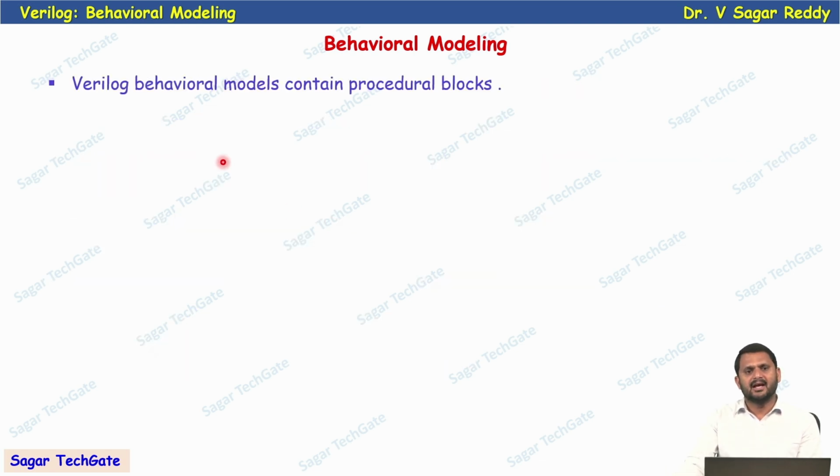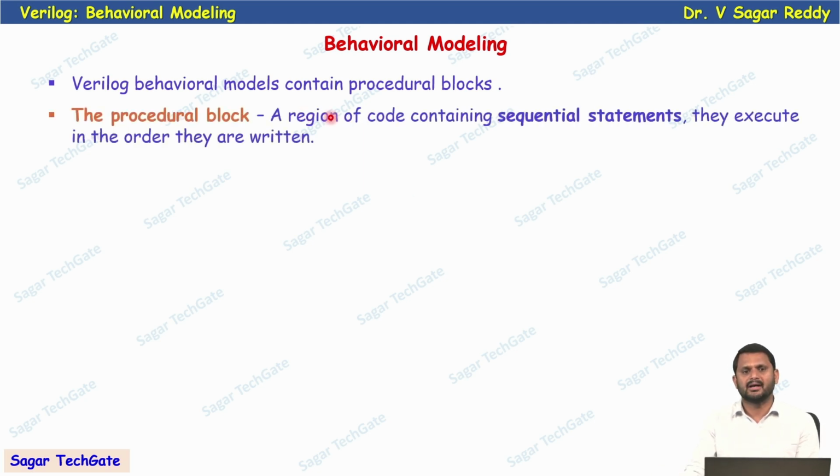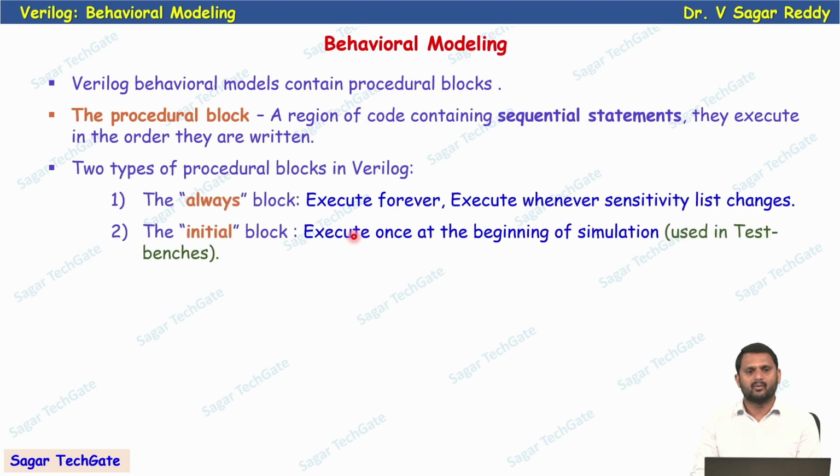What does a procedural block mean? A procedural block is defined as a region of code containing sequential statements. They execute in the order they are written. Whatever statements are written in a procedural block are sequential statements, and they execute one by one in the order they are written. We have two types of procedural blocks: one is always, another is initial.